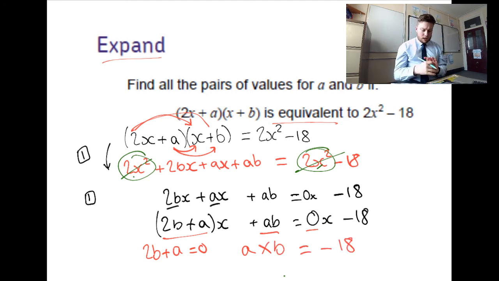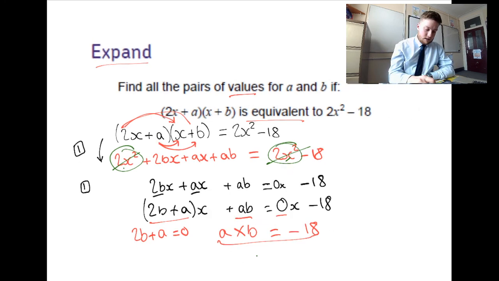So, in other words, what we're looking for is two values, pairs of values for a and b. Two numbers that multiply together to give -18. And when we do a + 2b, so one of the numbers plus double the other number, that equals 0. They cancel each other out.